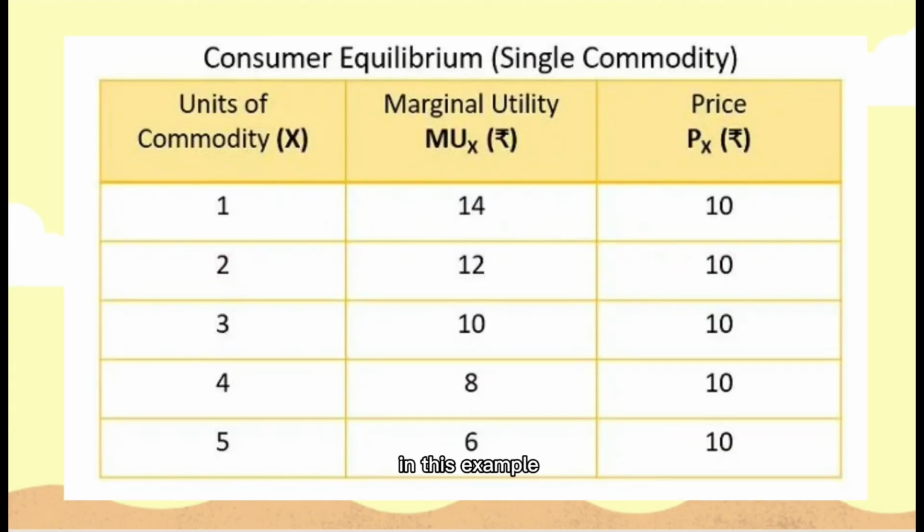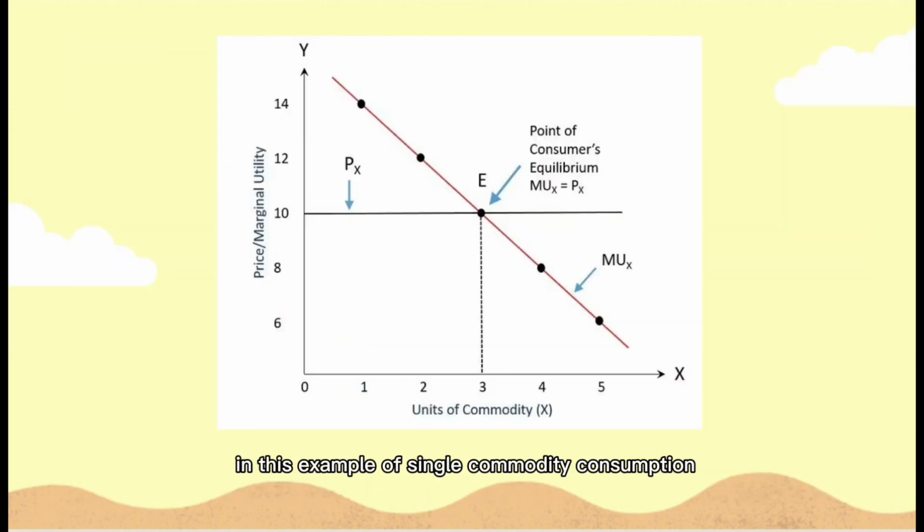Example. In this example, the consumer is spending their income on purchasing a single commodity, which is X. The price of X is 10 rupees per unit. The consumer's marginal utility in terms of money is provided in a table. In this example of single commodity consumption equilibrium, the consumer is buying product X priced at 10 rupees per unit. The graph shows units of X on the x-axis and price or marginal utility on the y-axis. Equilibrium, or the point E in the graph, is where the marginal utility equals the price. At this point, the consumer maximizes satisfaction by purchasing 3 units of X for 10 rupees.